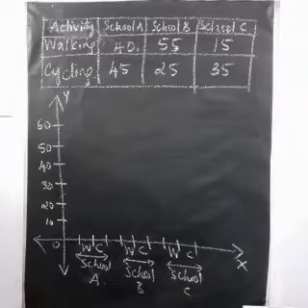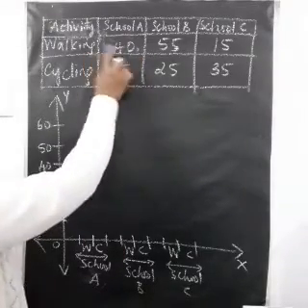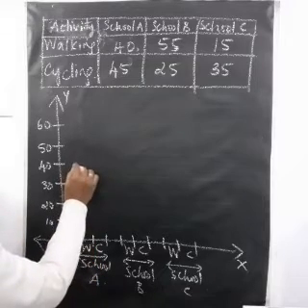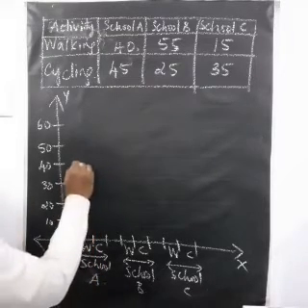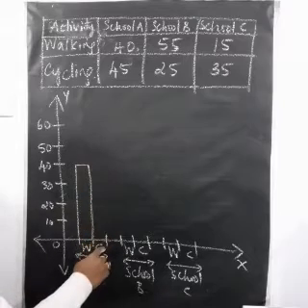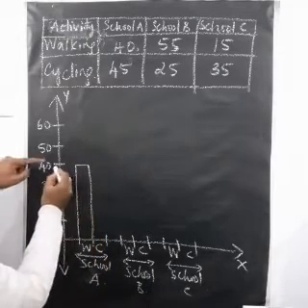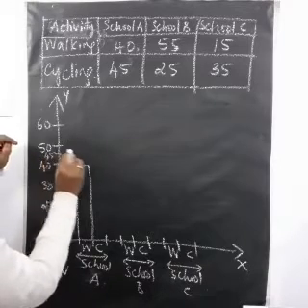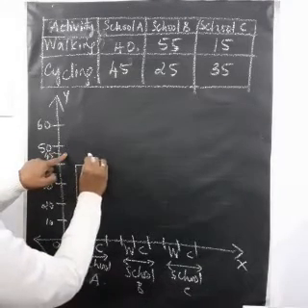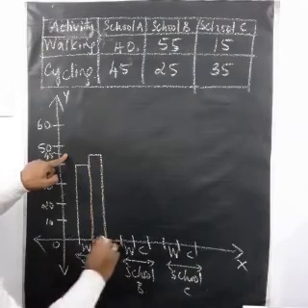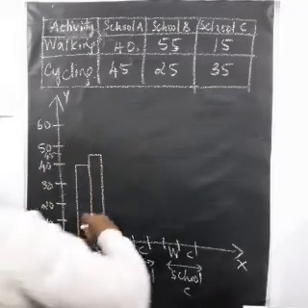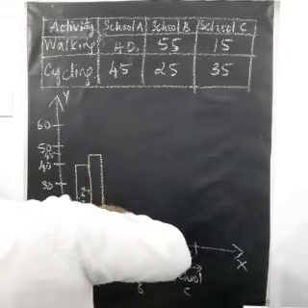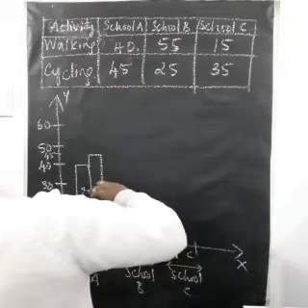Okay. Now we'll see. In school A, for walking it is 40. So under the walking column, you go up to 40 and draw the bar. Okay. And cycling is 45. Now 40 and 50, the middle value will be 45. Okay. So this will be 45. So if you take it there, this will be my cycling. Understand? You can write walking like this also on the bar. No problem. And cycling.